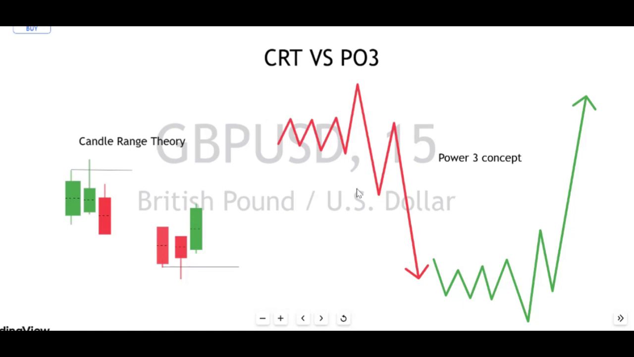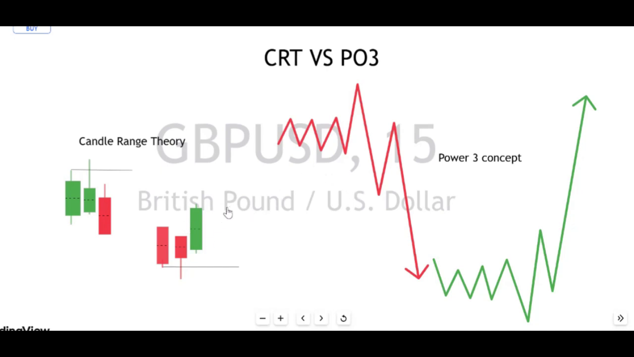Another similarity between the candle range theory and power tree concept is that both of them can be used to trade price continuation and price reversal, right? Both of them can be used to trade in such conditions. Now, here come the differences between the candle range theory and power tree concept. Power tree concept is time dependent, while candle range theory is not time dependent.